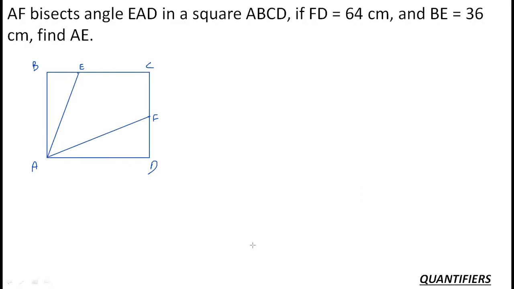What is given to me? It is given to me that FD is equal to 64. This part is 64. BE is equal to 36. And I have to find the length of this AE. AE की length निकालनी है मुझे, right?